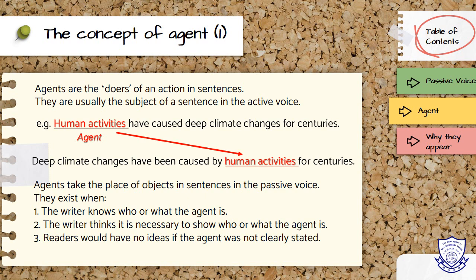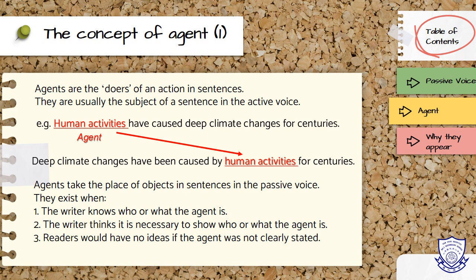And you see, human activities, these two words, or the whole noun phrase, the whole subject, are now red in color to highlight, and you can see they are repositioned in the sentence in the passive voice, and this noun phrase now becomes the object in the sentence.